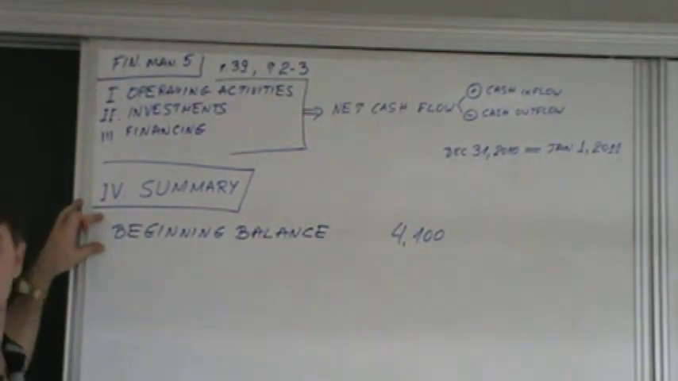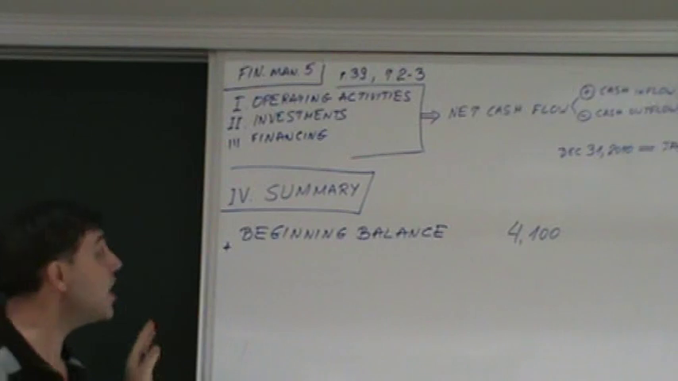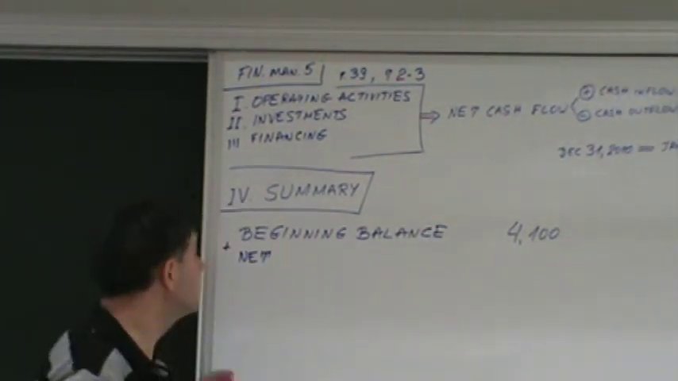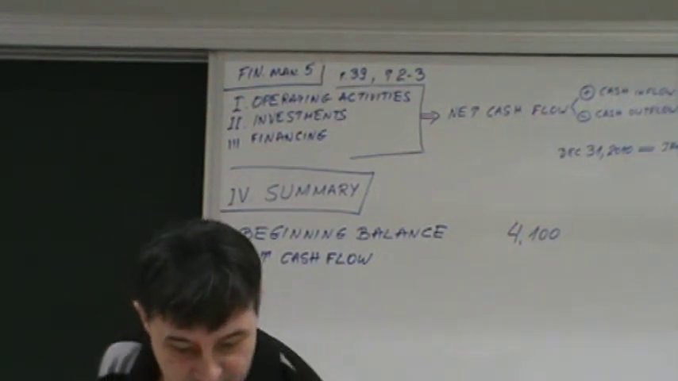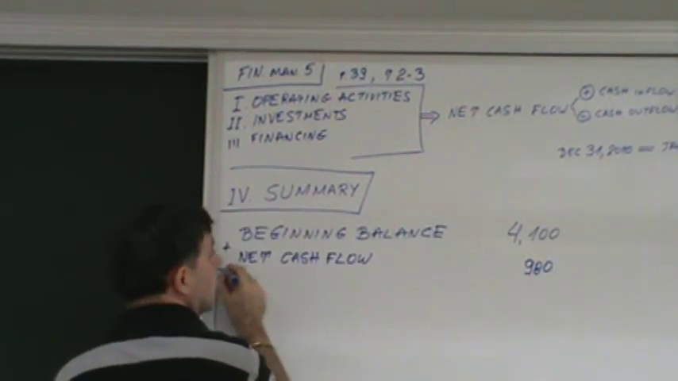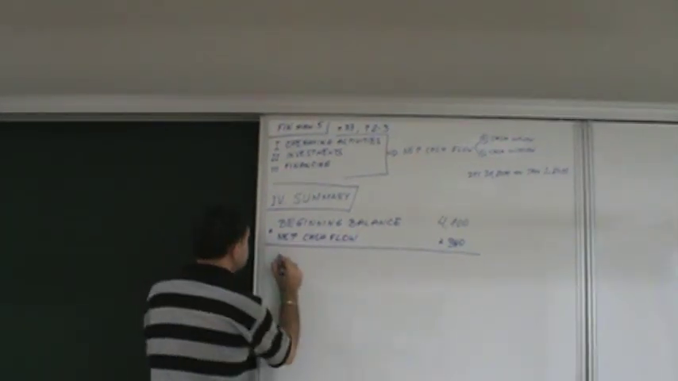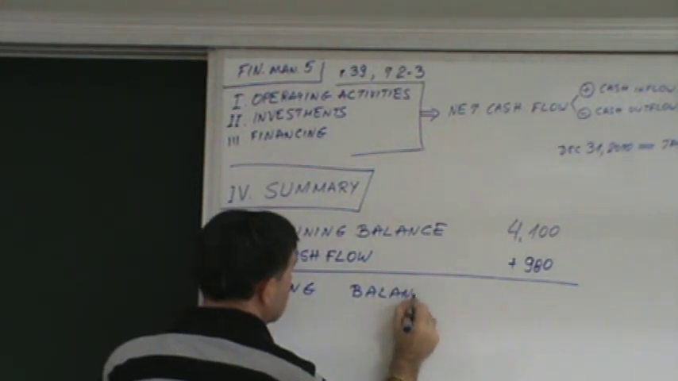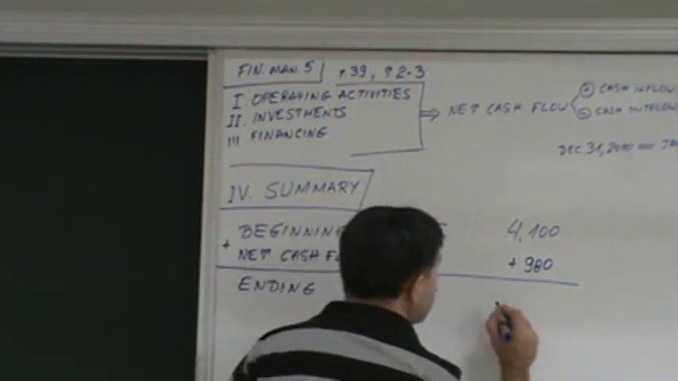So you have the beginning balance, and then you say plus. And the second piece is net change. But what is the change in cash? It's simply the net cash flow. Let's see what the net cash flow is. 980. In this particular case it's plus. And then you simply have the ending balance, which is just adding up these two numbers to 580.